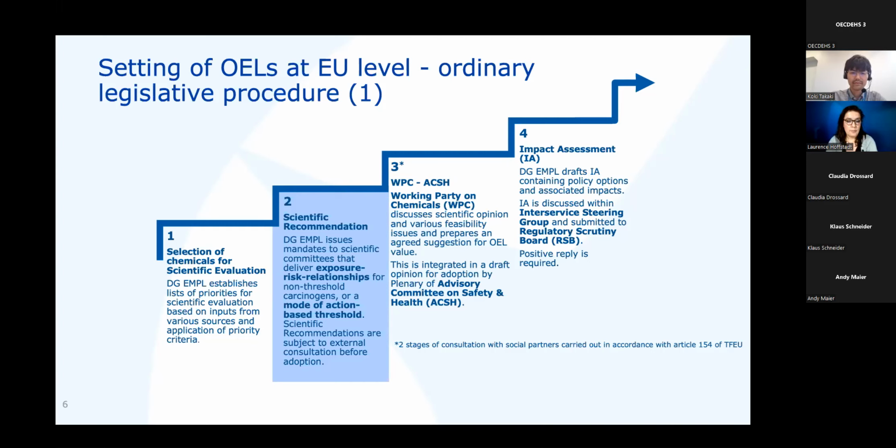As the third step, based on this scientific opinion, the working party on chemicals, which includes interest groups from workers, employers, and EU governments, prepares an agreed suggestion for an OEL value, which is then integrated into a draft opinion for adoption by the plenary of the Advisory Committee on Safety and Health. And then DG Employment drafts an impact assessment containing policy options and associated impacts, which is discussed further and submitted to the Regulatory Scrutiny Board.